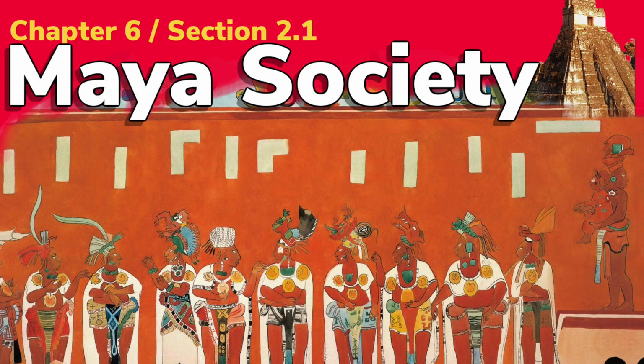So just to give you a recap, we are in Unit 3. We are learning about American civilizations, and we are doing Chapter 6 about Mesoamerica, which is in the middle of South and North America. And in Section 1, we covered the Olmec and the Zapotec. And this time in Section 2, we will learn about the Maya. This section consists of 5 lessons about the Maya civilization.